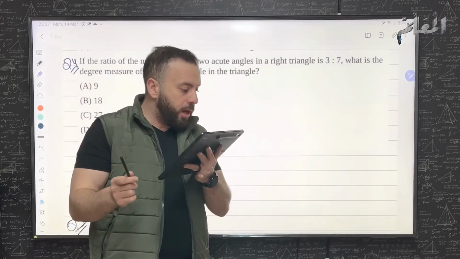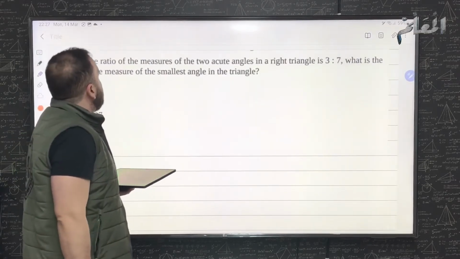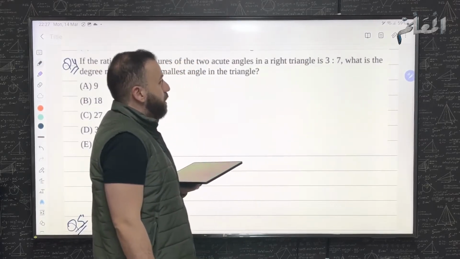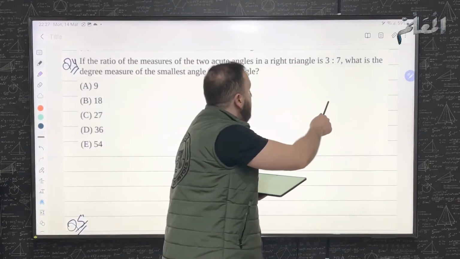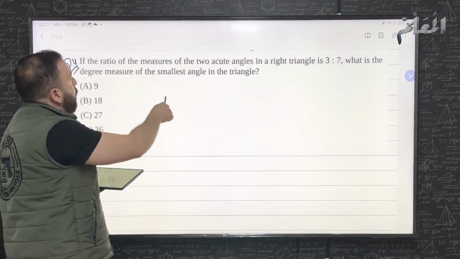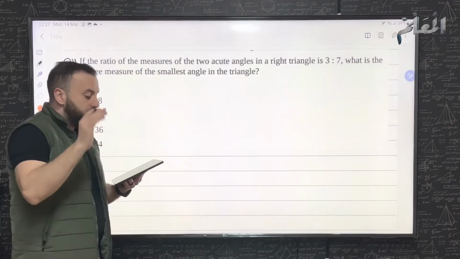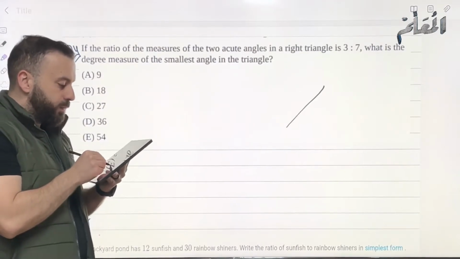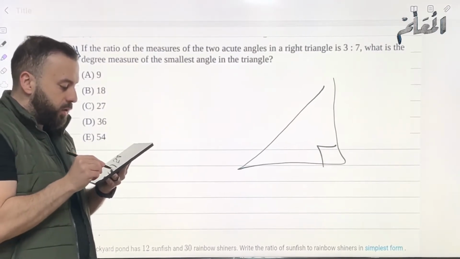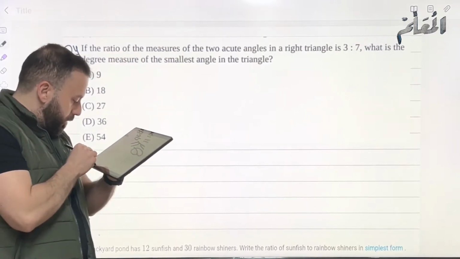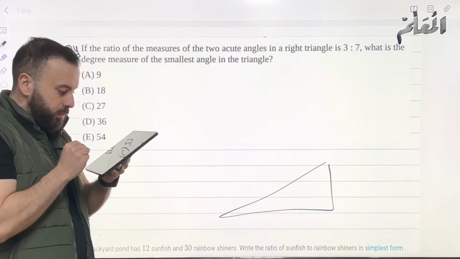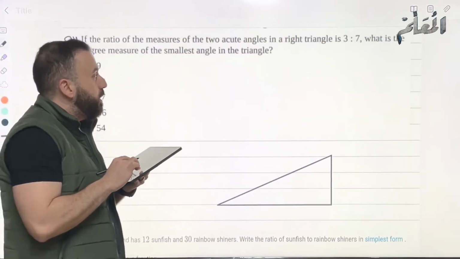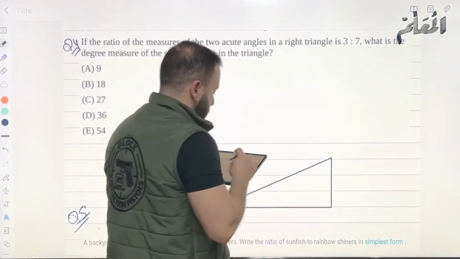So, the question is telling me that if the ratio of the measures of two acute angles in a right triangle is 3 to 7, what is the degree measure of the smallest angle in the triangle? Since the question is telling me that it's a right angle triangle, so let's draw the triangle. This is a right angle triangle. Now, the ratio between the two angles is what? 3 to 7.